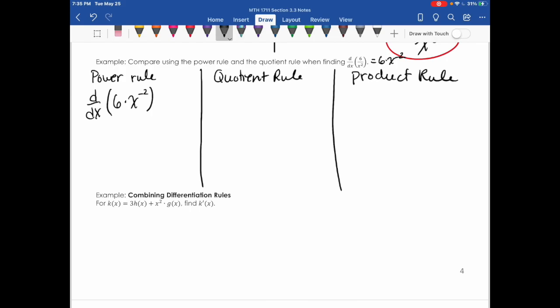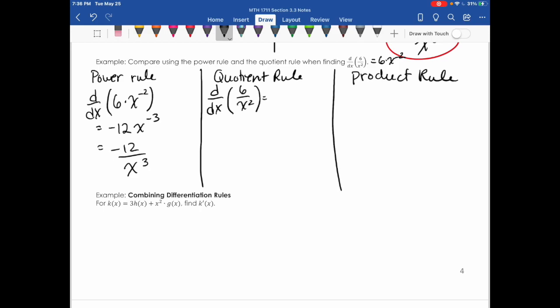If we take the derivative of 6 times x to the negative 2 using the power rule, I would take the negative 2, bring it down in front, and multiply it by the 6. So I would get negative 12x, and then decrease the exponent by 1. So I would get a negative 3. And then, of course, you can rewrite this as negative 12 over x to the third.